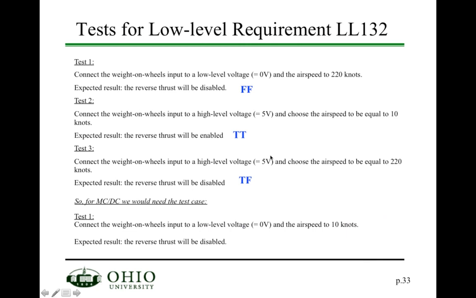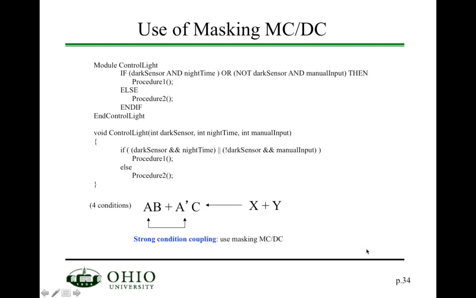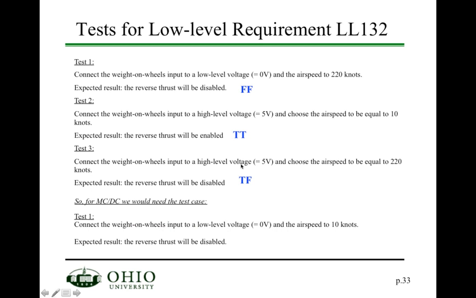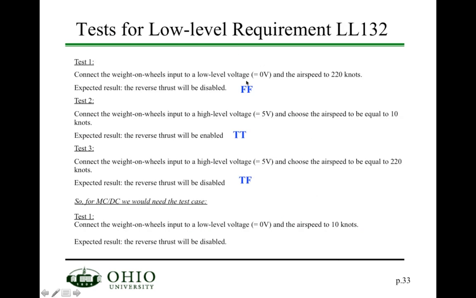So these 3 conditions do not satisfy my MCDC case, so I would have to change them. I would have to change this condition to false, true, and this condition to false, true for it to meet MCDC. I can do that by, for example, setting the airspeed to 10 knots. In this case, these 3 test conditions are sufficient to show MCDC.